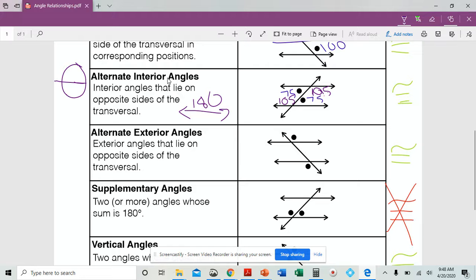So alternate interior angles, remember they are on the inside of our Oreo and they are congruent to one another. So the angles on the opposite side of the transversal, they are congruent to one another.